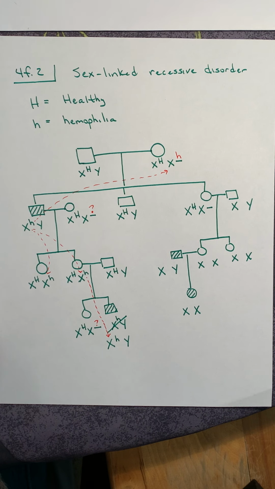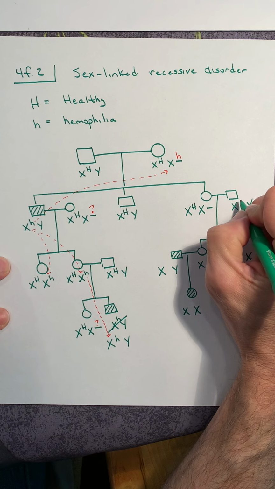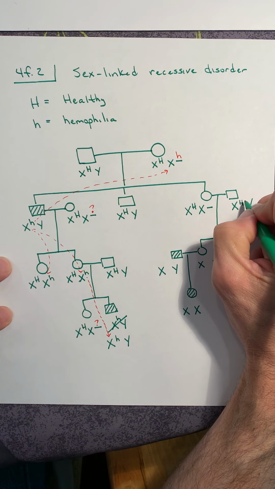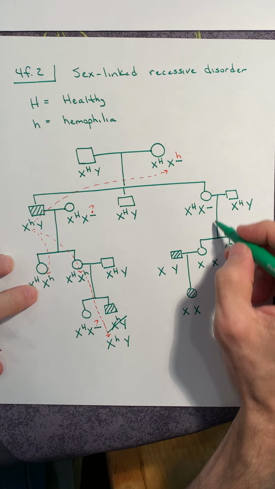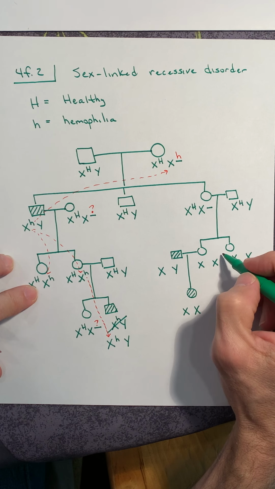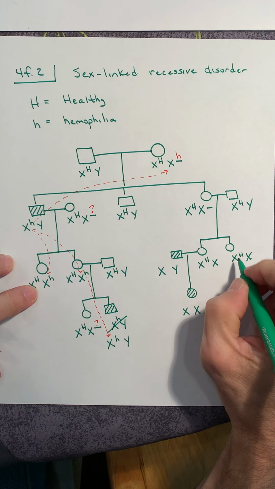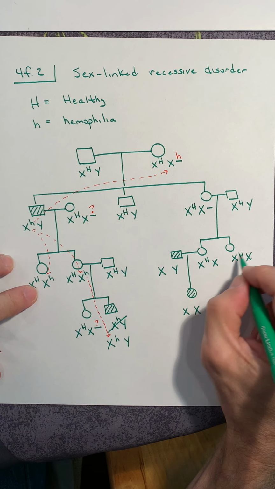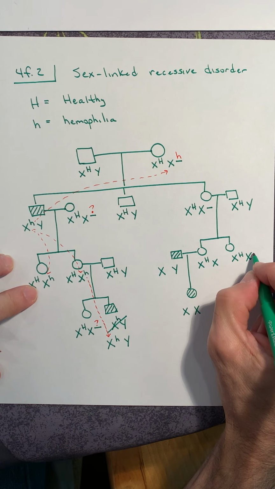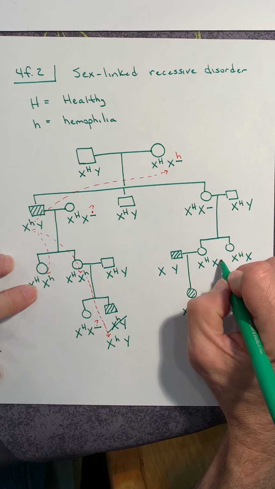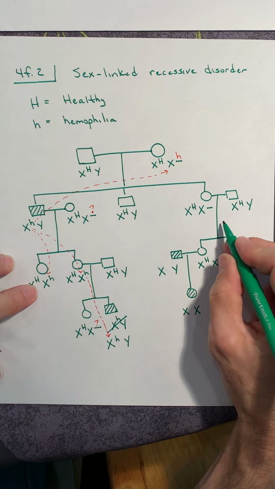All right, let's go over on the far right-hand side. The male here is healthy, so he's got a big H. We then go to their 2 daughters. Their 2 daughters are both healthy. Is there any way to tell what their second allele is? No, there's no way to tell. All right, so at this point, we don't know.